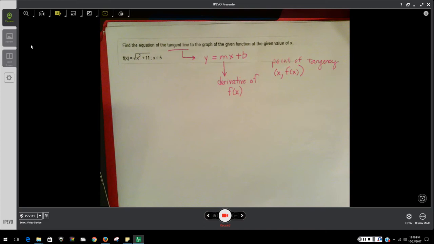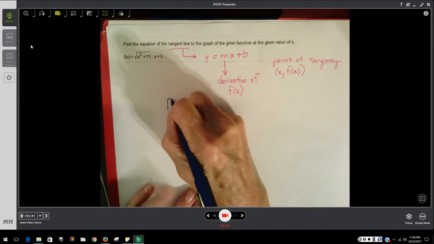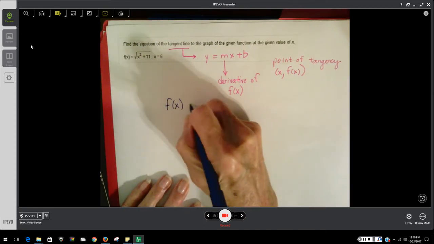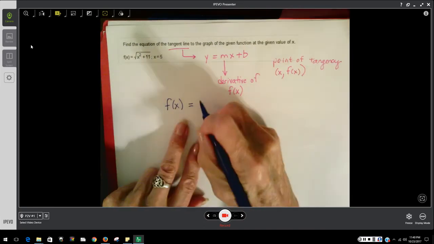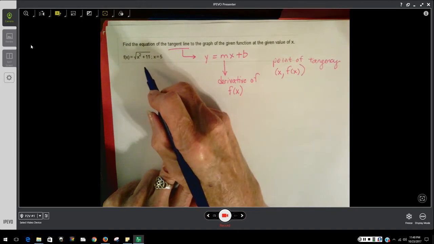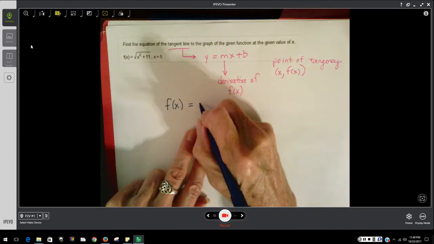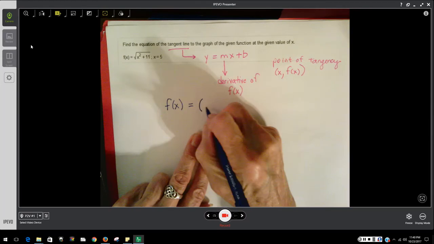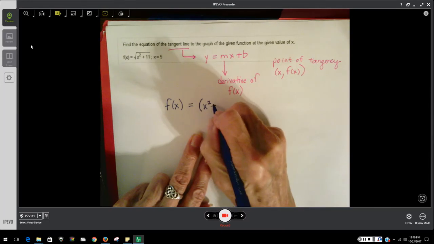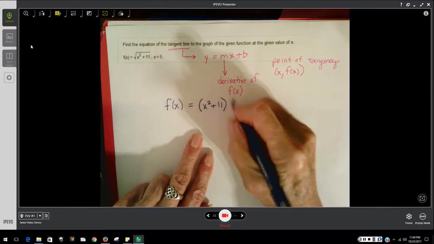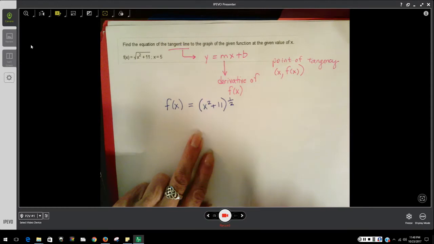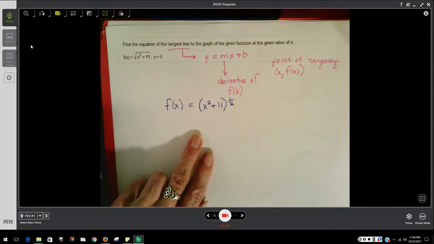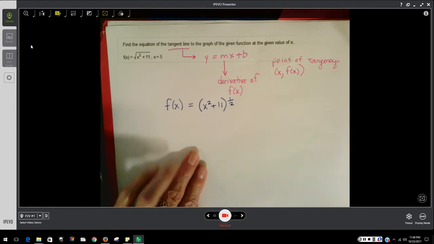Our function, f of x, is a radical function. It's the square root of x squared plus 11. We don't have a way to handle radicals directly, but if we can change it to a power, since it's a square root, it will be to the 1/2 power, then we'll be able to find the formula for the derivative, which gives us the formula for the slope.